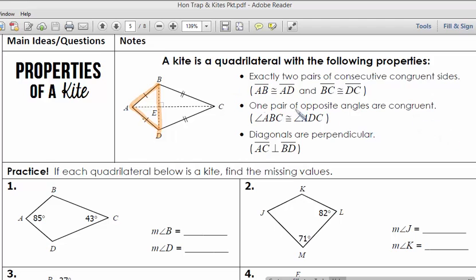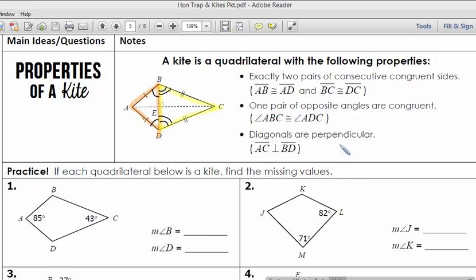In addition, this side is congruent to this side in a kite, which means this triangle is also isosceles. So we have one pair of opposite angles that are congruent, which is angle ABC will be congruent to ADC. And since these are isosceles, these angles are congruent to each other. These two angles are going to be different than those two, but these two angles will be congruent because they are inside an isosceles triangle.